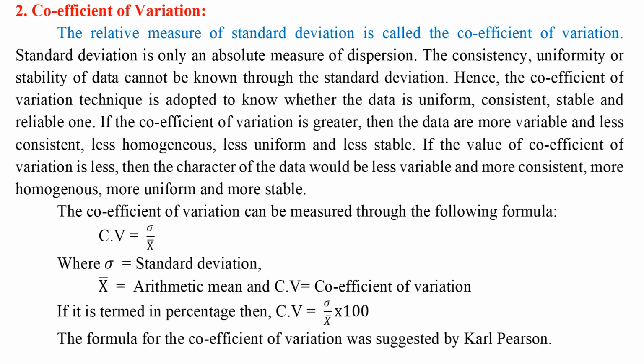If the coefficient of variation is greater, then the data are more variable and less consistent, less homogeneous, less uniform and less stable. If the value of coefficient of variation is less, then the character of the data would be less variable and more consistent, more homogeneous, more uniform and more stable. The coefficient of variation can be measured through the formula mentioned here. The formula for the coefficient of variation was suggested by Karl Pearson.